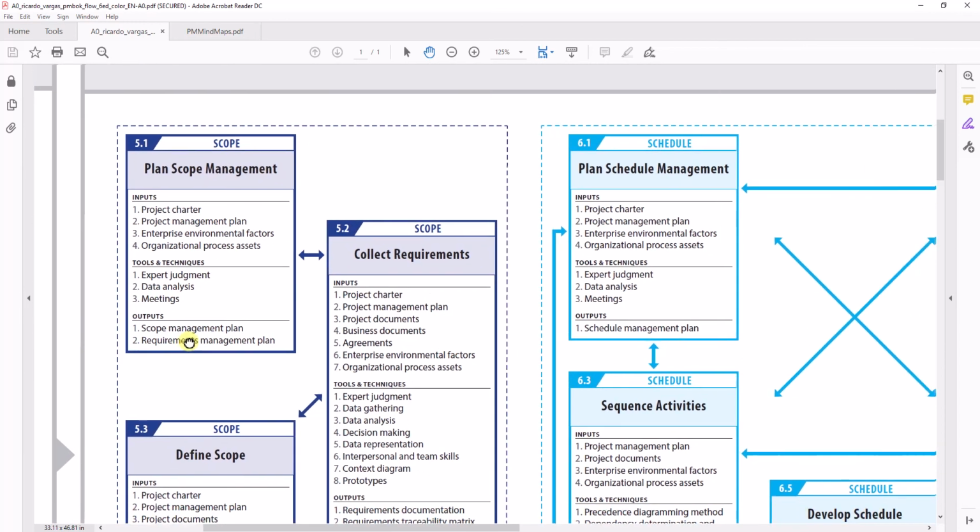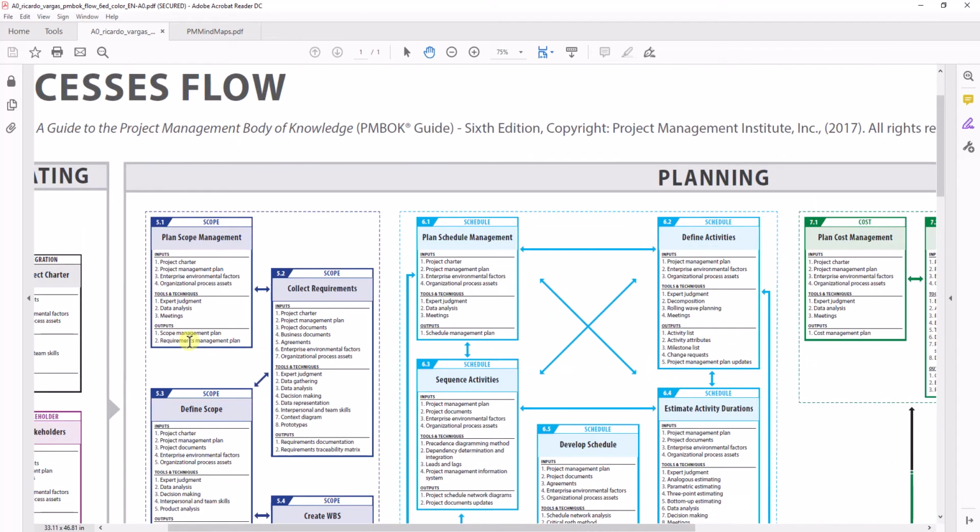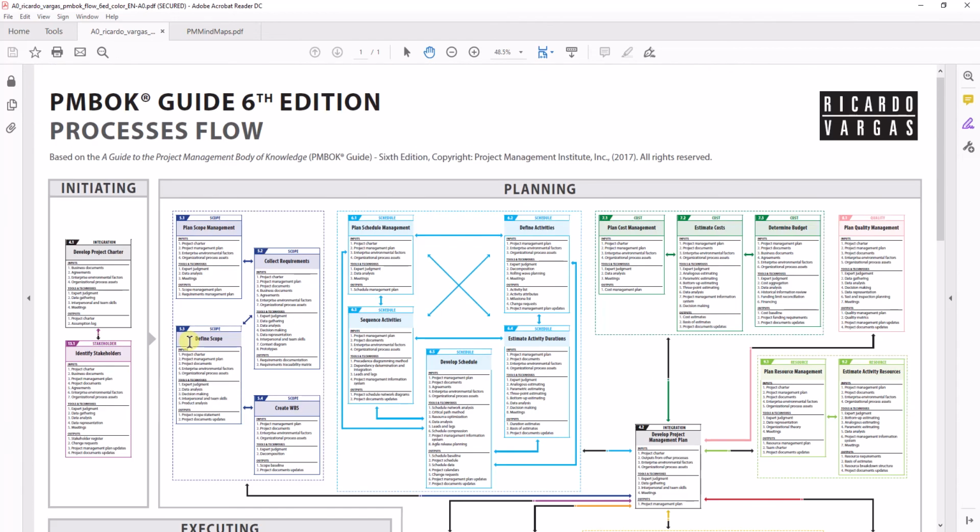So in the planning phase, let me just zoom it out for you. One minute.